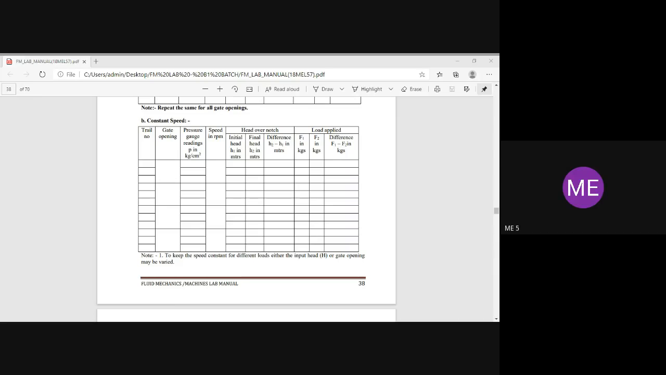Sir, how are we getting it? D1 is 50 mm. A1 is 5 by 4 into 50 into 10 to the power of minus 3 whole square. A2 is 5 by 4 into 25 into 10 to the power of minus 3 whole square. Like that you have to do. That is the calculation for A1 and A2. Okay, sir. Thank you, sir.